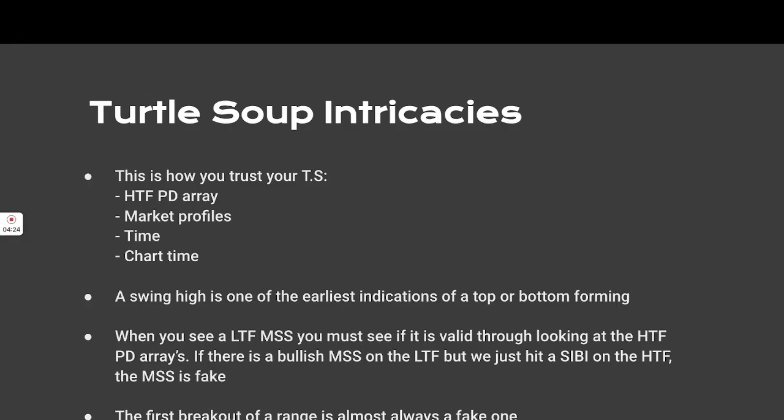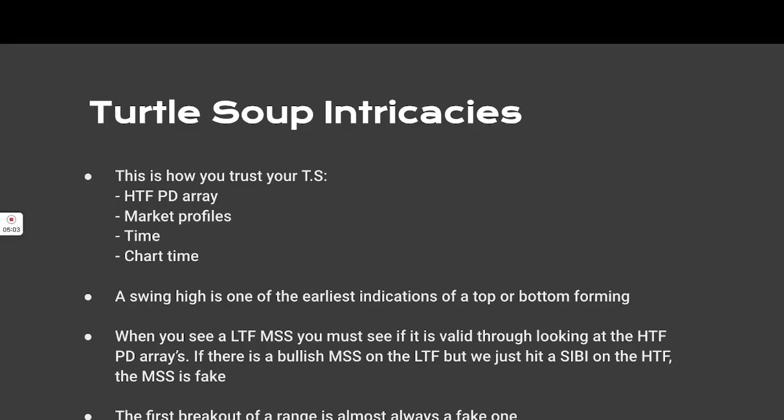Understanding the different market profiles, so trending markets and ranging markets. Are we trending or are we ranging? This will determine the type of turtle soup that will occur. Understanding time. This means understanding when manipulation will occur. And ultimately, the more chart time you have, the more confidence you will have when trading turtle soup. A swing high is one of the earliest indications of a top or bottom forming.